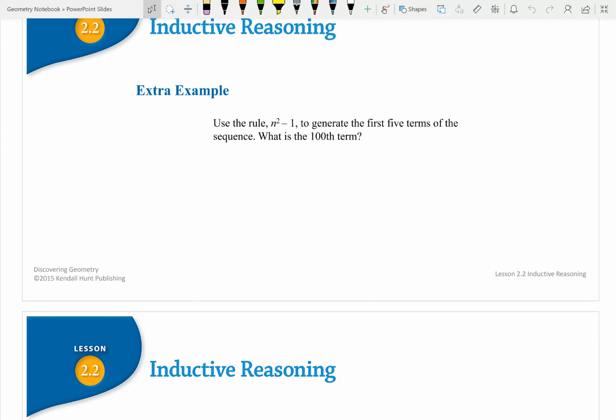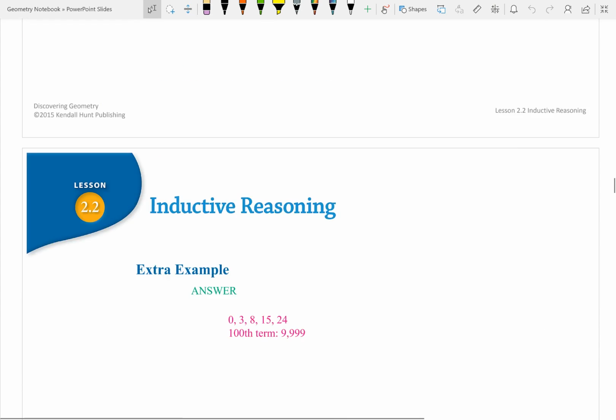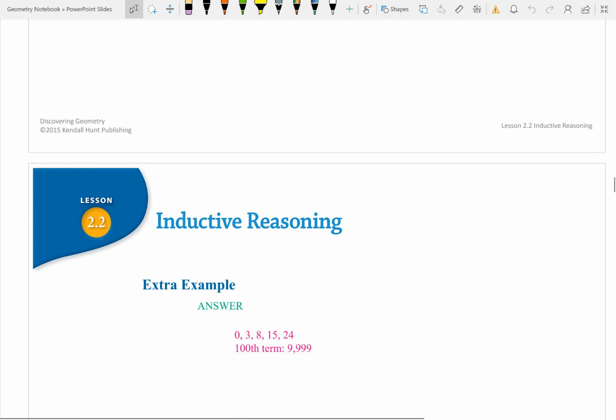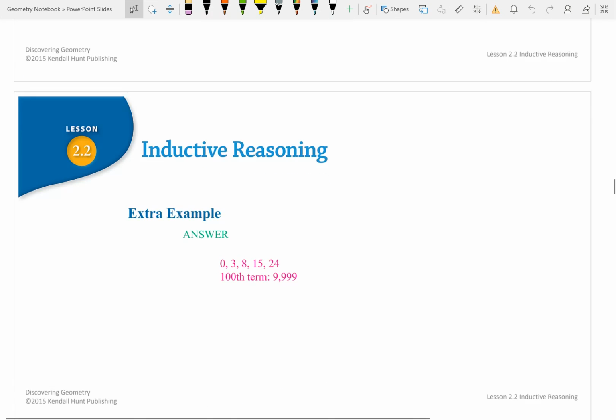Use the rule n squared minus 1 to generate the first 5 terms of a sequence. What is the 100th term? Answer: 0, 3, 8, 15, 24. The 100th term would be 9,999.